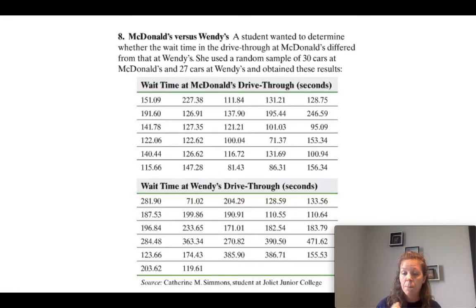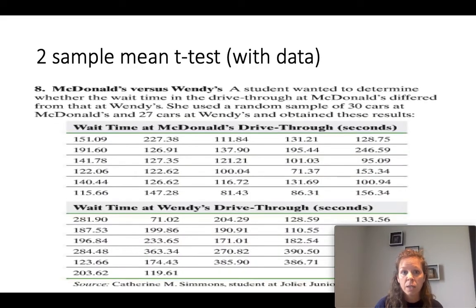Then we have to decide paired or not paired. A big hint here is the fact that the sample sizes are different. Because the samples are different, there's no way to pair these together. Okay, so these are independent two-sample mean t-test and with data, again, a lot of data.